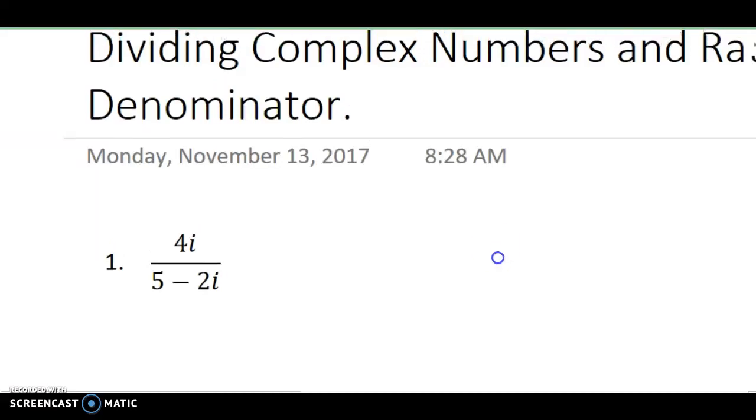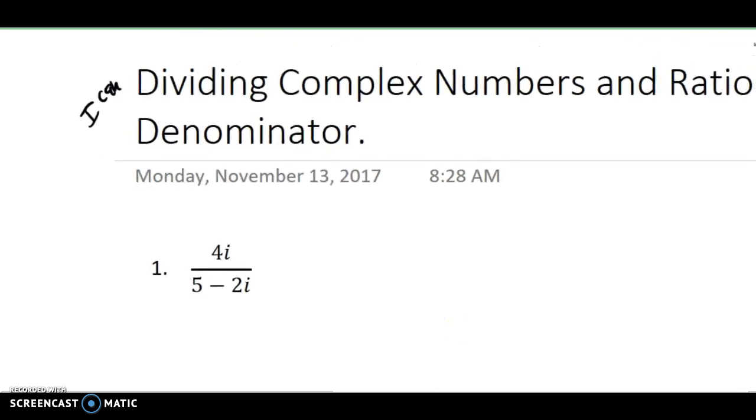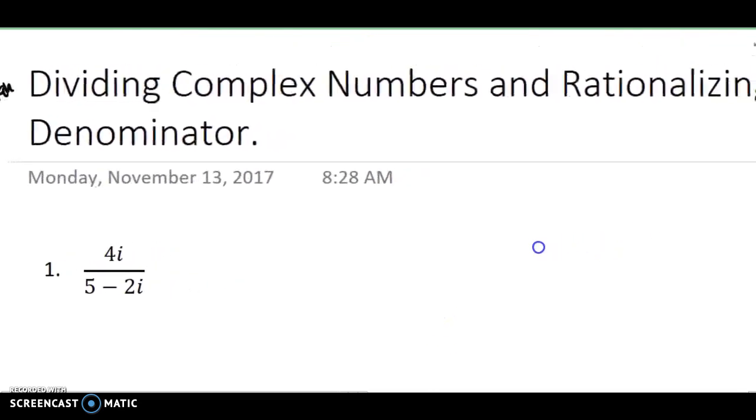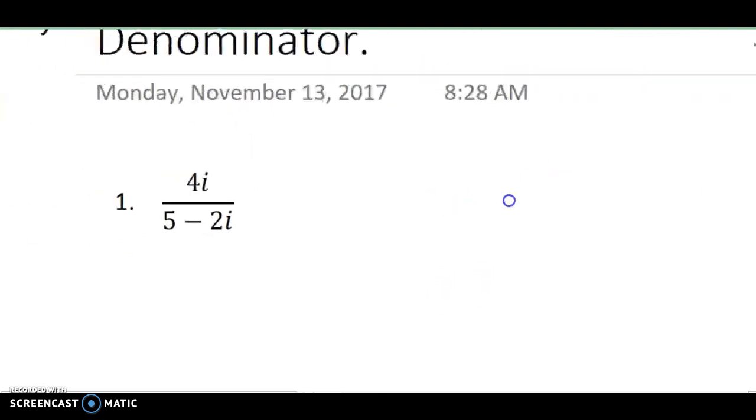So today we're going to talk about dividing complex numbers and rationalizing the denominator. So that's literally our I can statement. I can divide complex numbers and rationalize the denominator. So that's literally the I can statement for taking notes today.